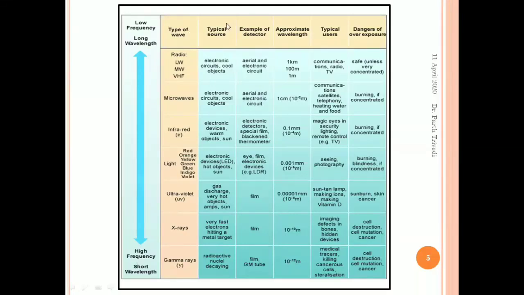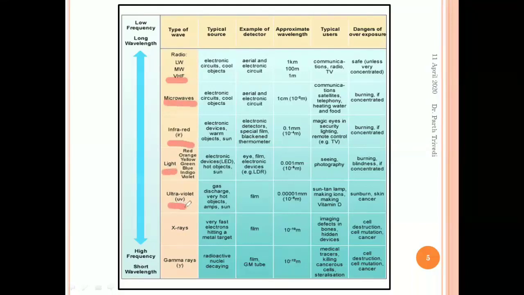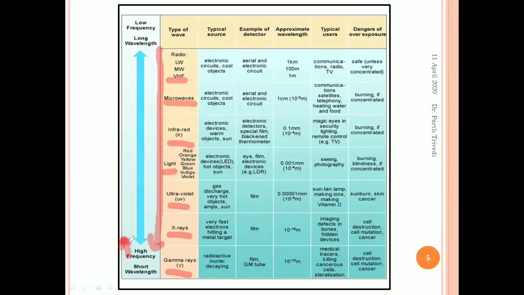So we have radio waves, microwaves, infrared, visible light, ultraviolet, X-rays and gamma rays. As we go on from radio waves, which have low frequency, the frequency increases. So my easiest way, I always tell my students, is how to remember the electromagnetic spectrum.